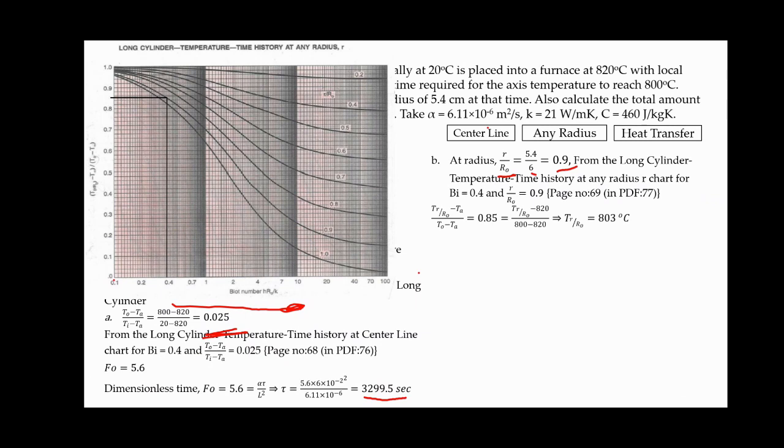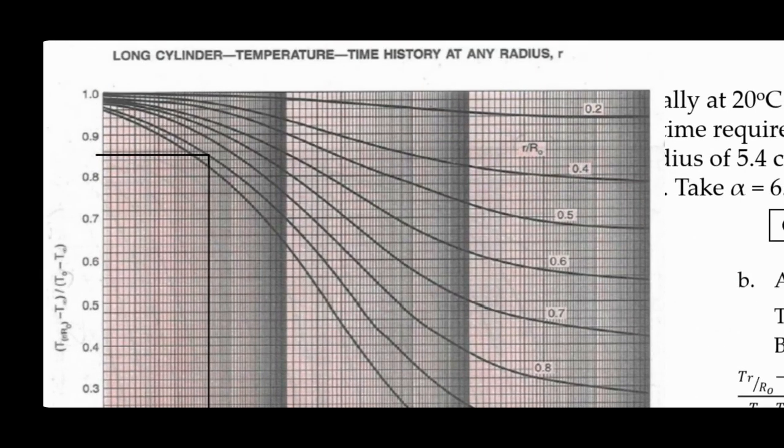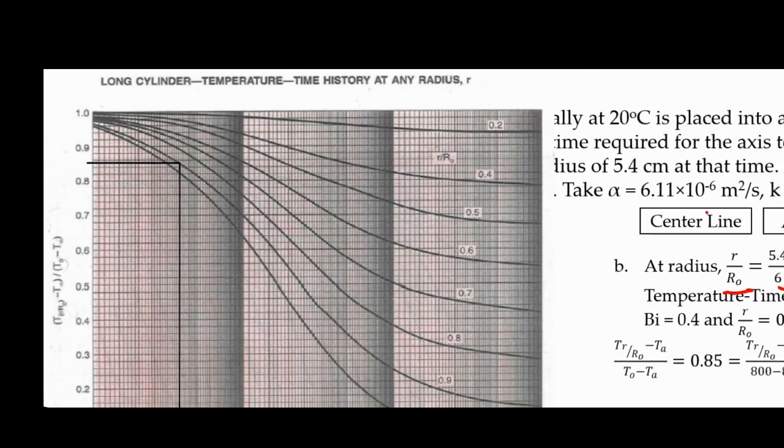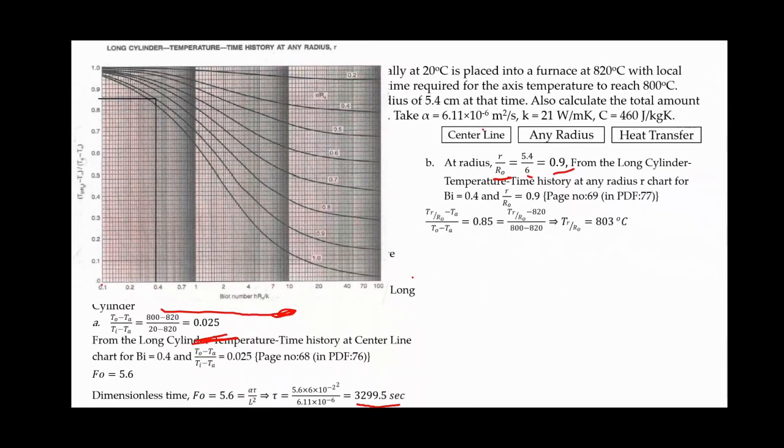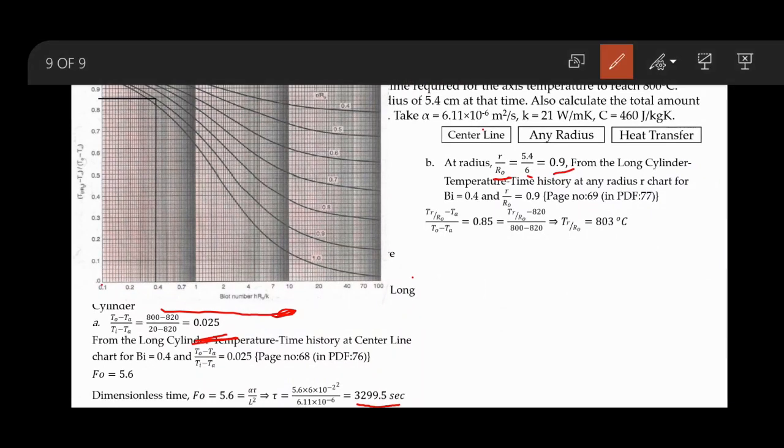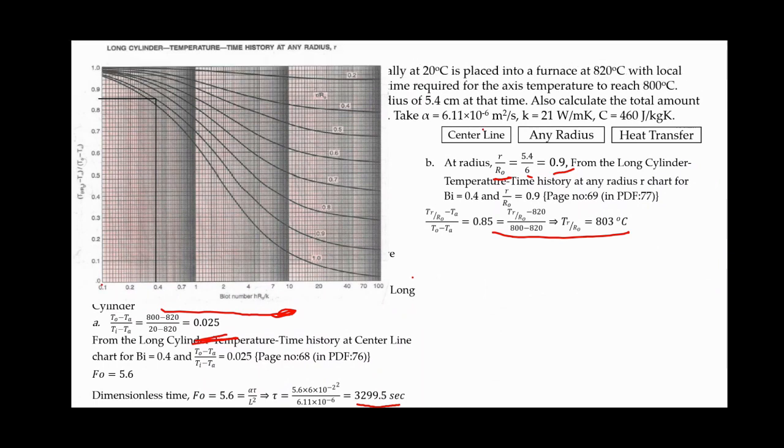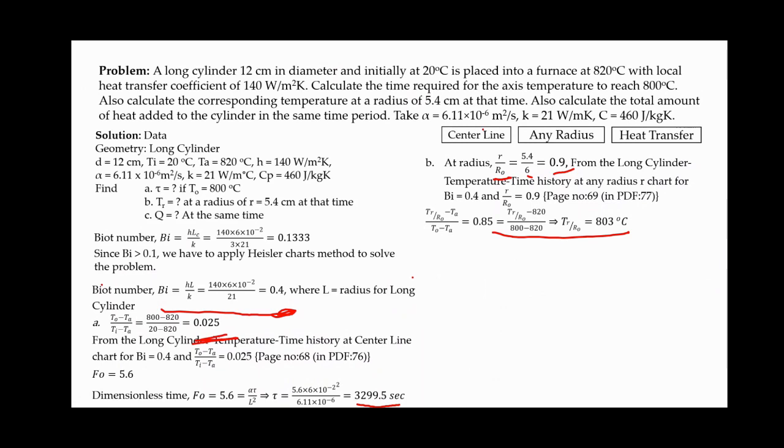And now when I do that, I'll get a ratio. Here you can see that it is in between 0.8 and 0.9. So you can take it as 0.85 approximately. And once we know that value, then I can find out the temperature at the given radius. So the temperature at the given radius is 803 degrees Celsius. Once we do this, then now we need to find out the heat transfer rate.